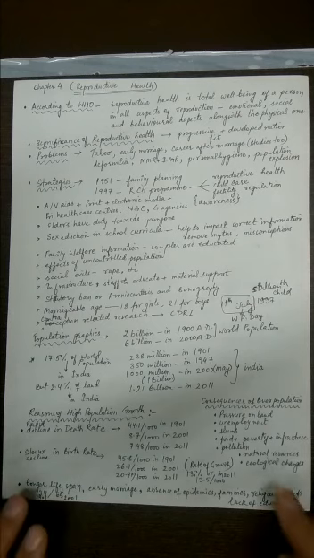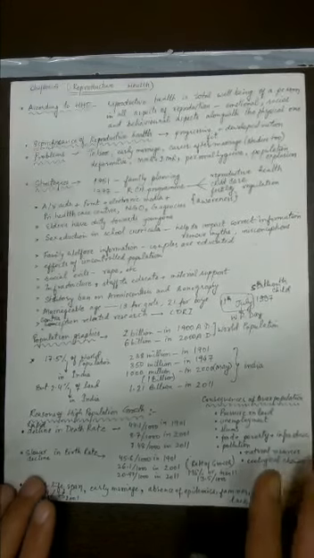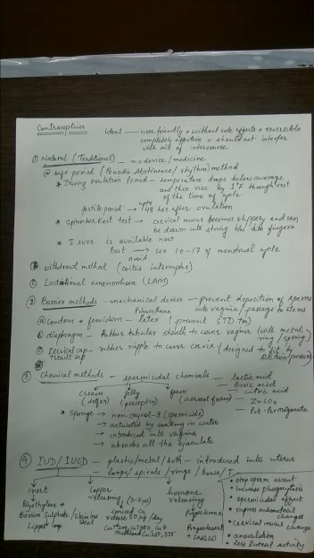Then we learned about the consequences of overpopulation. After this I gave you a small introduction regarding contraceptives and the ideal contraceptives. So let's carry on from here. As I told you in the last class, contraceptives are those which work against conception. That means they always work against conception. Conception means successful fertilization or implantation.